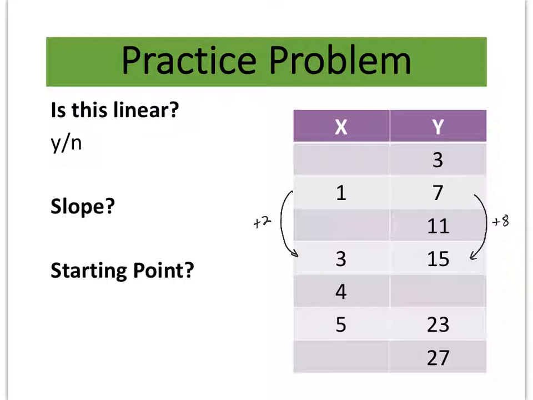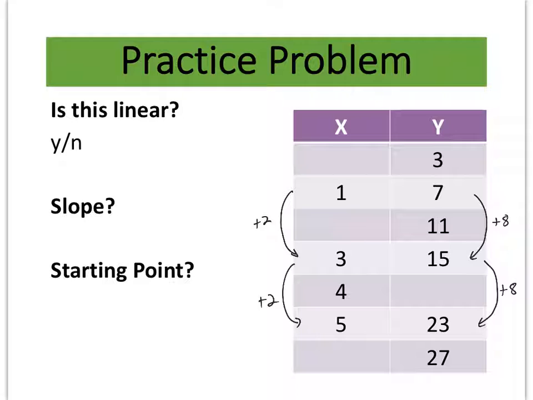And then I'm going to check again. If I go plus 2, does this go plus 8? Is 15 plus 8 23? 15, 16, 17, 18, 19, 20, 21, 22, 23. Yes, this looks to be consistent. And we can pick x values that will make it consistent.